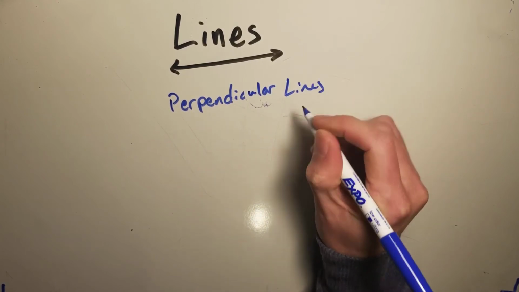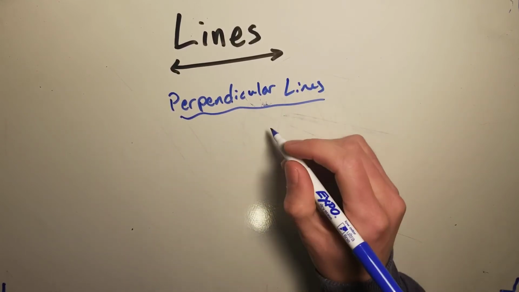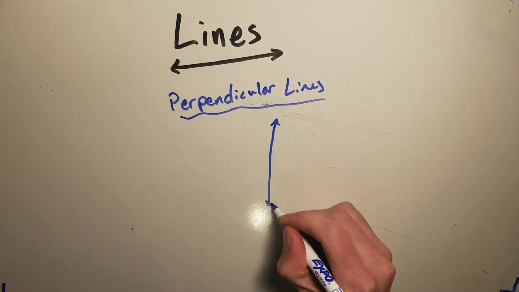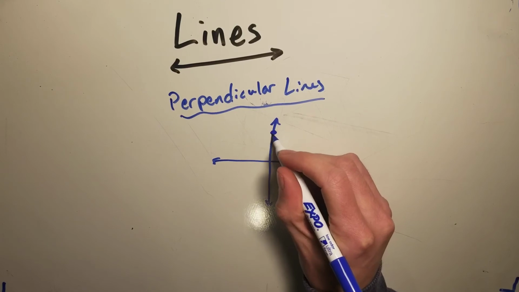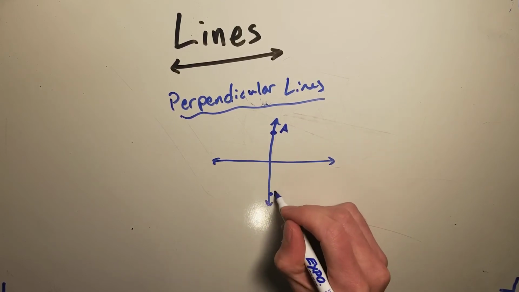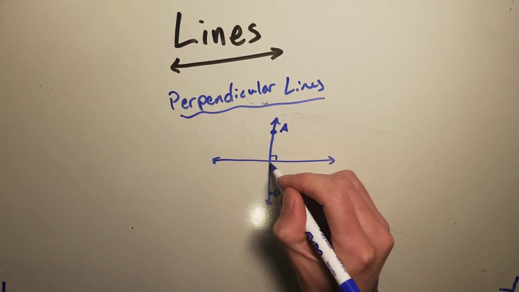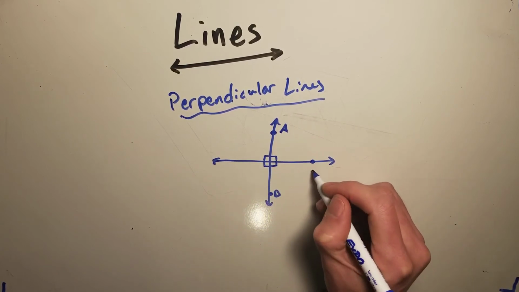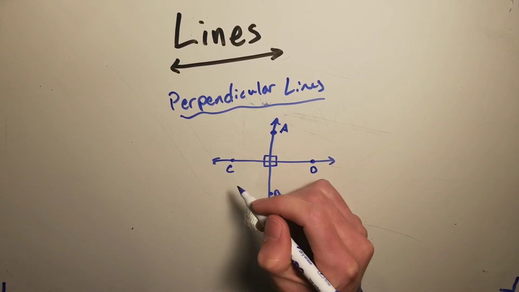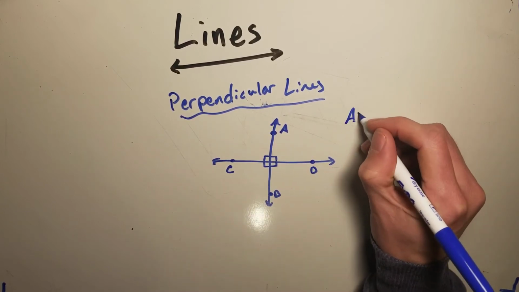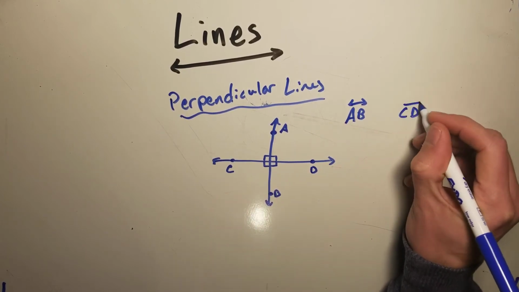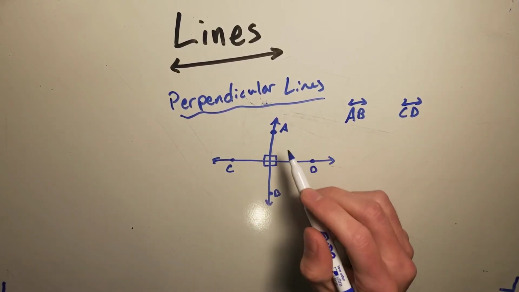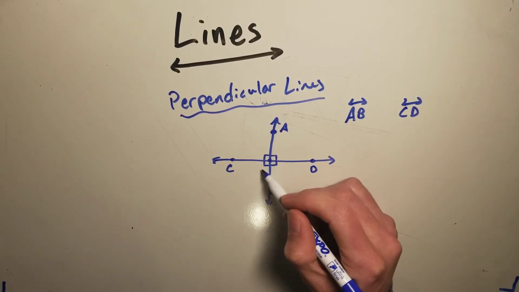So perpendicular lines are two lines that intersect. Say they look like this. And when they intersect, they form right angles. In fact, 4 right angles. So here we have line AB, and we have line CD. If two lines are perpendicular, they intersect, and they form 4 right angles.